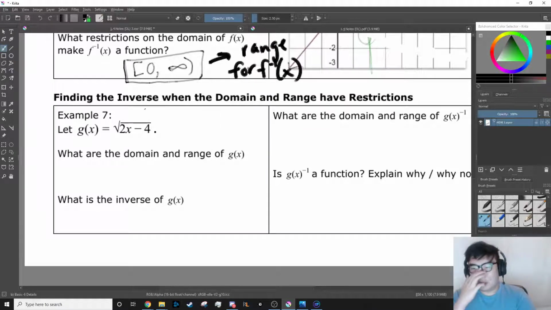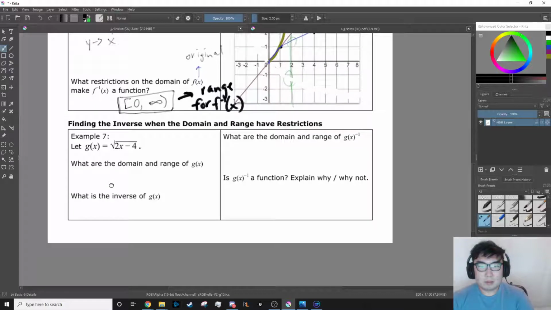Finding the inverse when the domain and range have restrictions. So let's read the example. Let's say, for example, I don't know how to do this problem. Let's read the example. Example 7. Let g of x equal square root of 2x minus 4. What are the domain and range of these graphs?